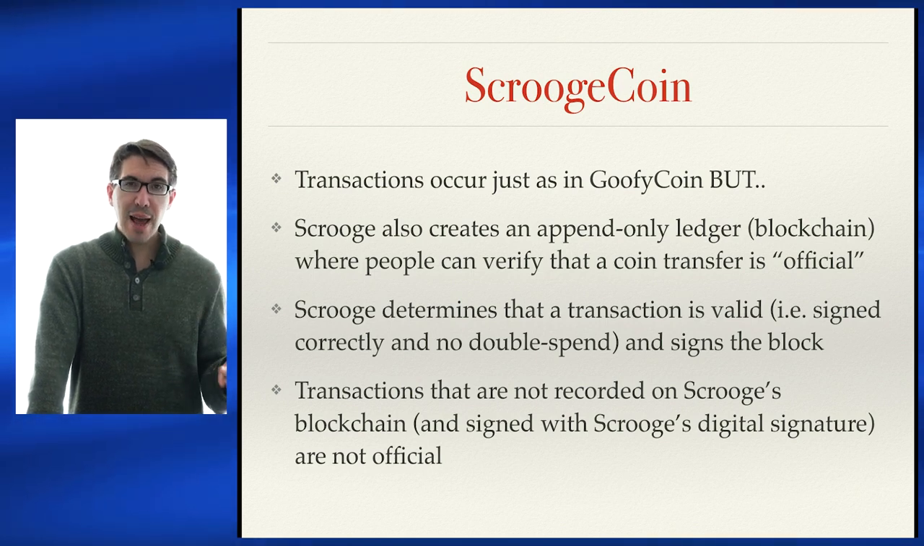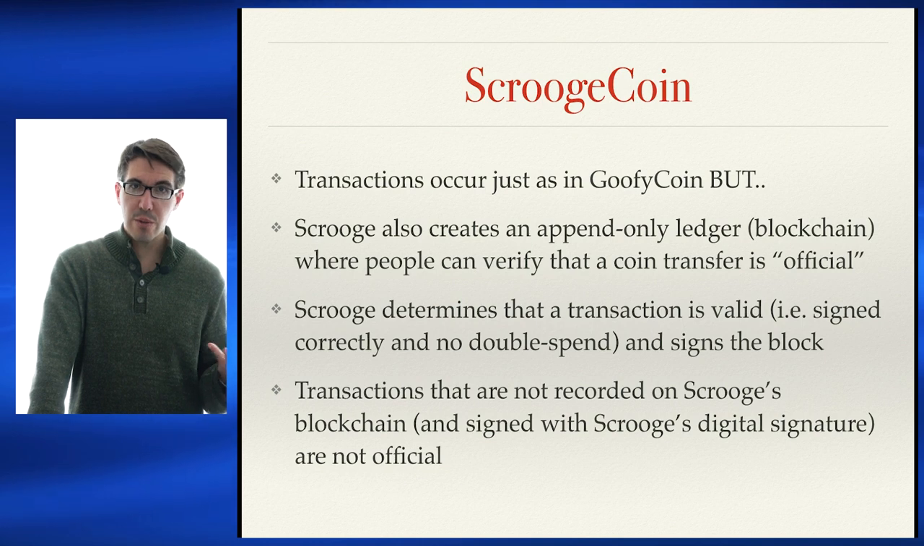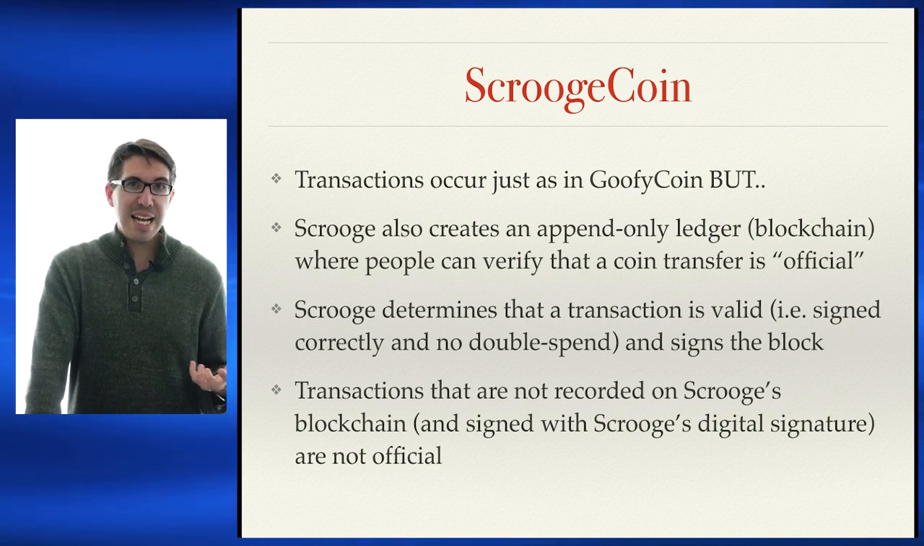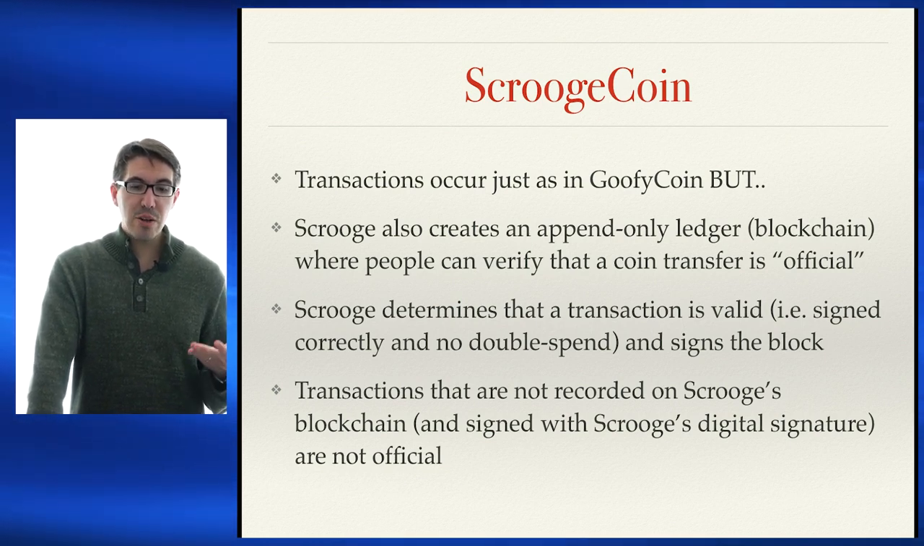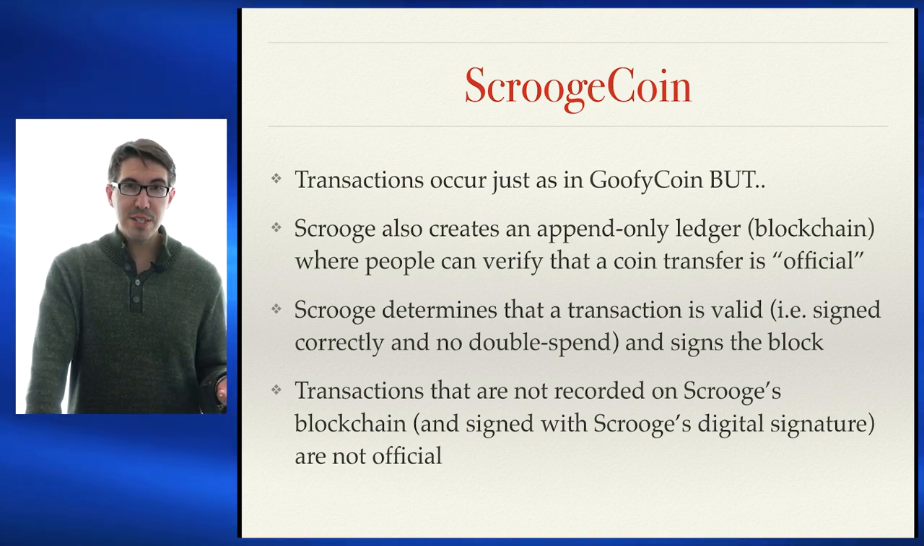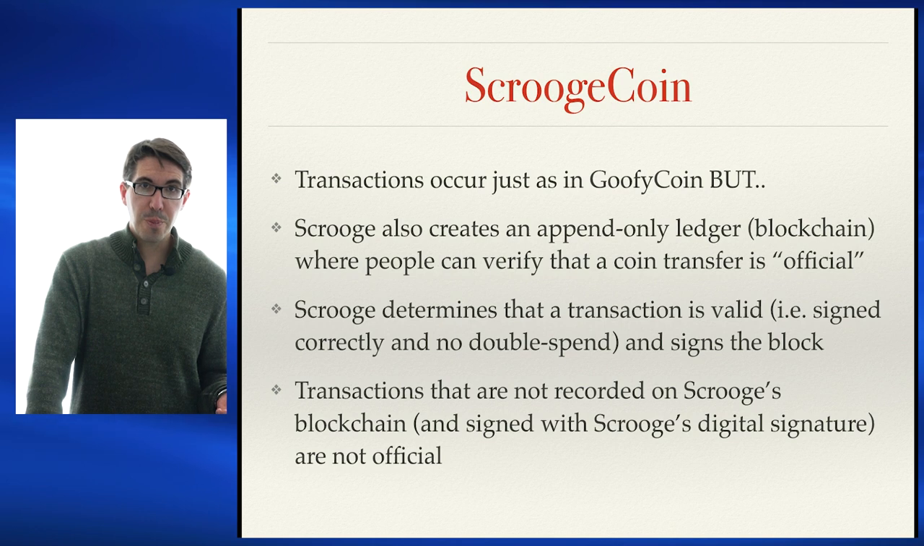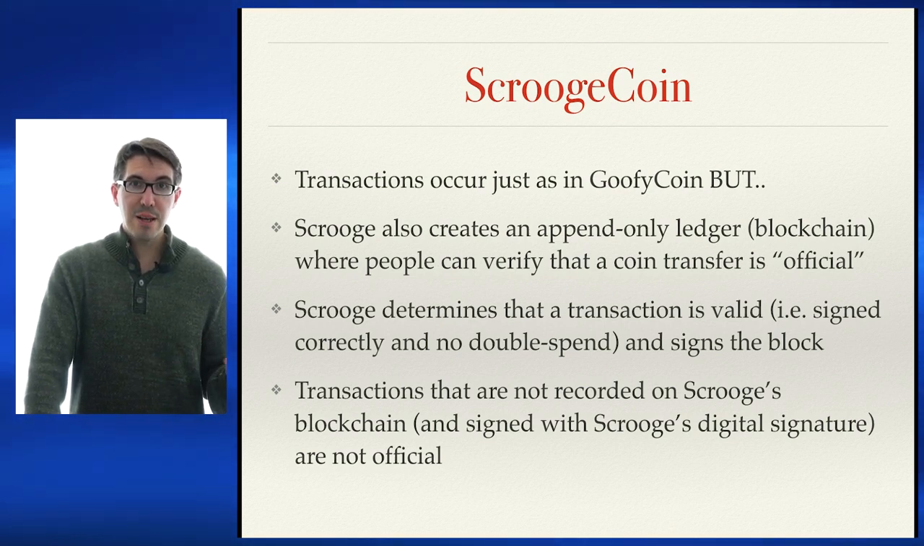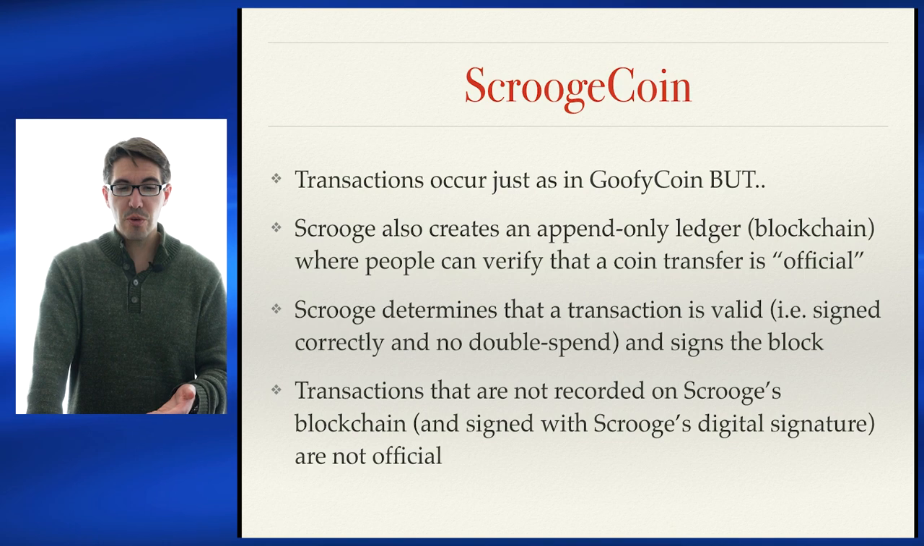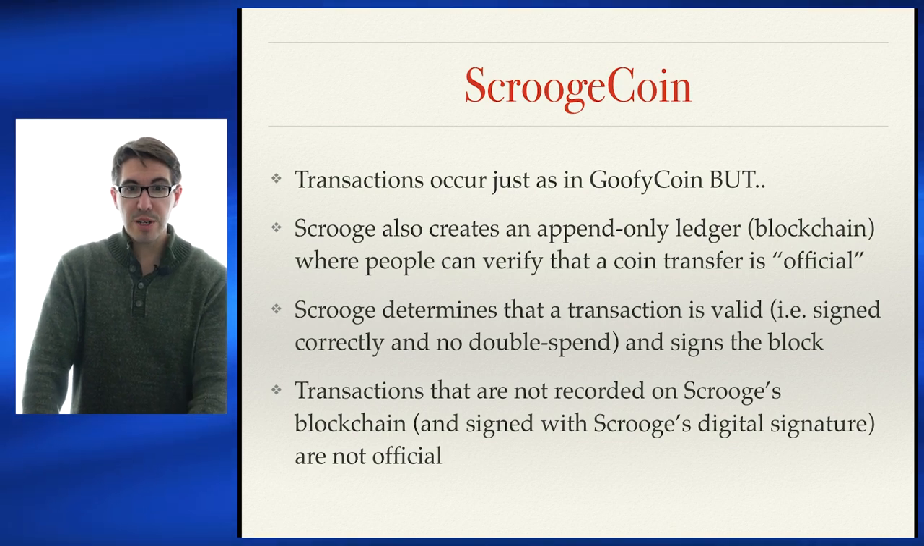Scrooge will sign the block. He will use his secret key to create a signature associated with that block. Any transaction that's not yet on Scrooge's blockchain, his ledger, and signed with Scrooge's digital signature is not considered official. So if you're trying to transfer or buy something with your Scrooge coin, you can do the transaction and then wait to see it appear on the Scrooge coin ledger before considering it valid.